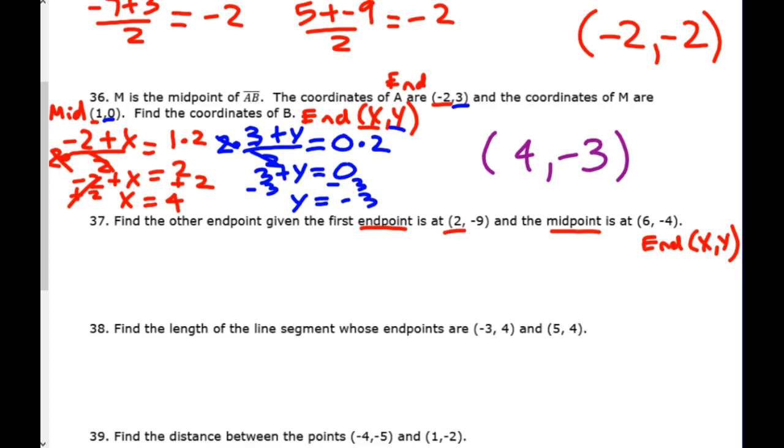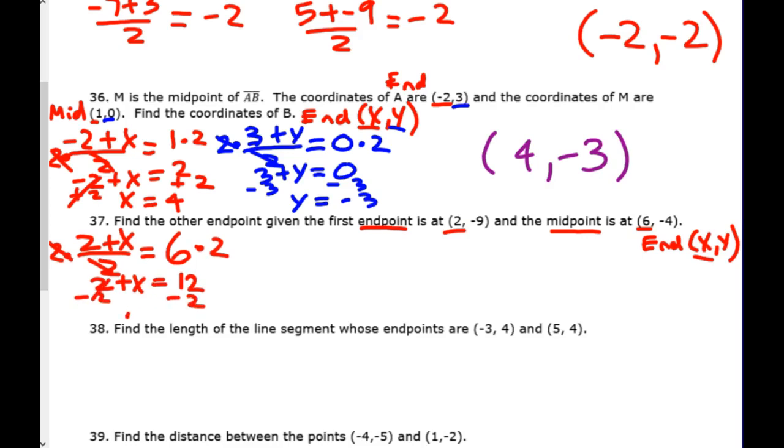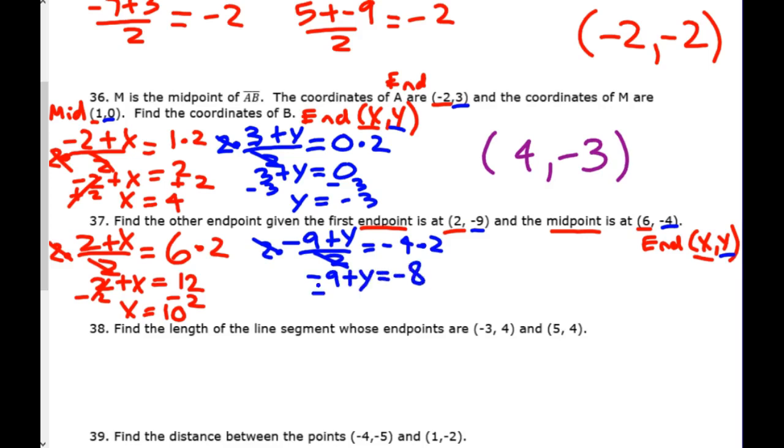So let's do the X's. 2 plus X divided by 2 equals the midpoint X, which is 6. So times 2 cancels that out, times 2. 2 plus x equals 12, minus 2 gives me 10. Same thing with the y's. Negative 9 plus y divided by 2 equals the midpoint y, negative 4. Times 2 cancels that out. Times 2. So negative 9 plus y equals negative 8. Add 9. Add 9. Y is equal to 1. My answer is going to be 10 comma 1.